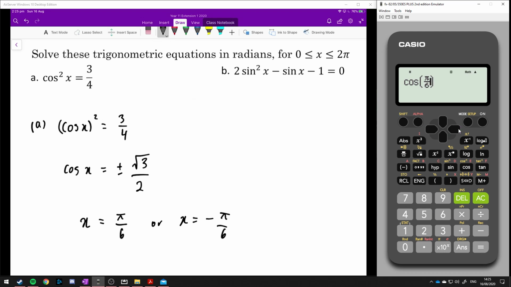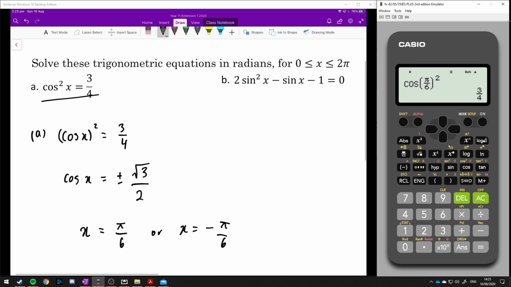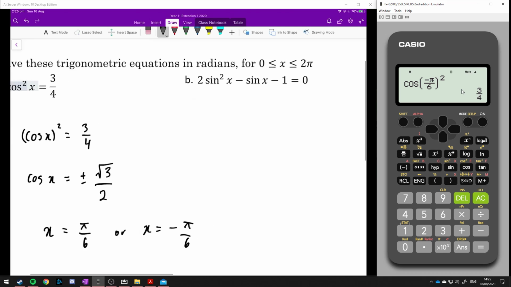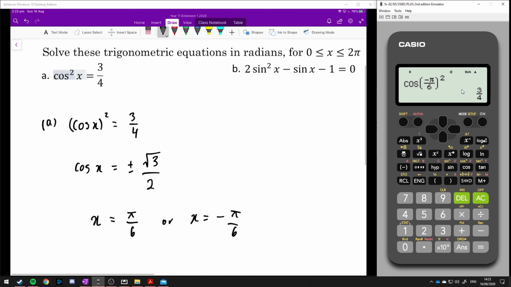So squaring it, that would give me 3 on 4, which is what the initial question is asking. But of course, if I put in the negative pi on 6, it should also give me 3 on 4 too, because again, I'm squaring that solution. And when I square a solution, it's going to give me the positive value. Okay, so that's what that part is referring to. So we can do that quite easily.